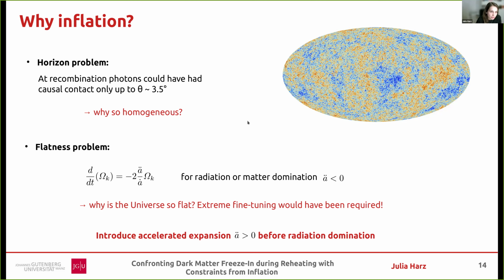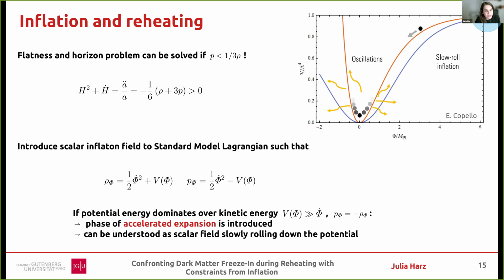So if we want to solve this with inflation, as I mentioned before, we could solve the flatness problem if the second derivative of the scale parameter is positive. And you see already from this Friedmann equation that this is easily reachable when the pressure is smaller than 1/3 of the energy density, or simply negative.